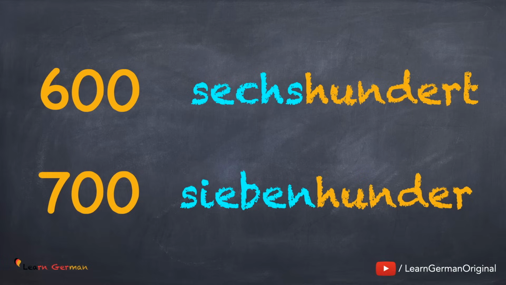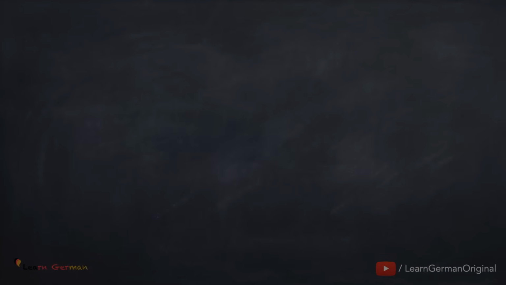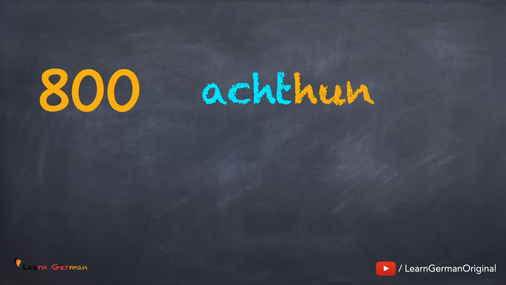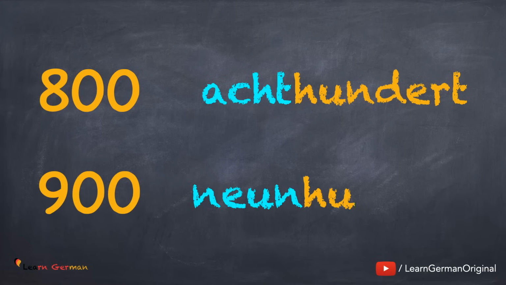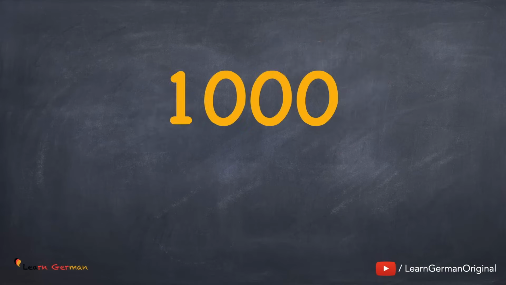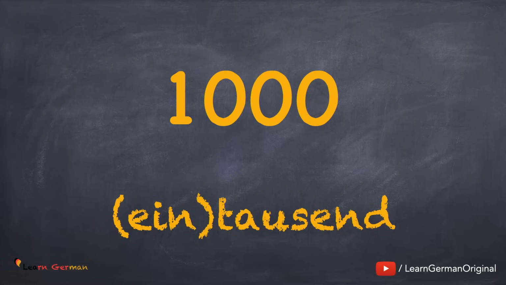600. Noch einmal 600. 700. Noch einmal 700. 800. Noch einmal 800. 900. Noch einmal 900. And the next one is 1000 oder 1000. The word formation in thousands is similar to the word formation in hundreds.